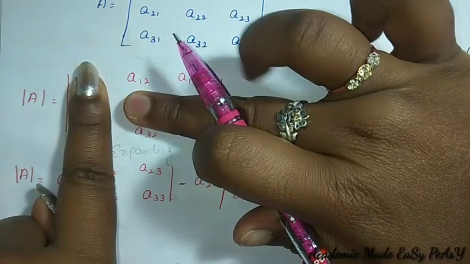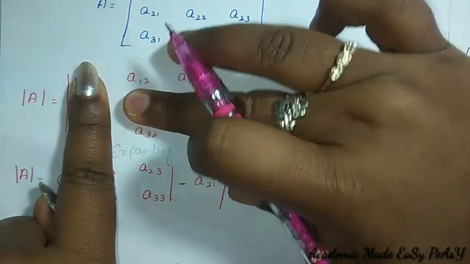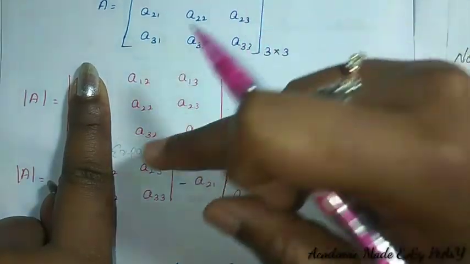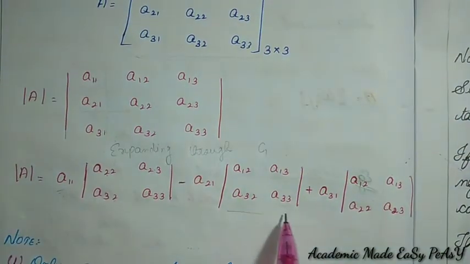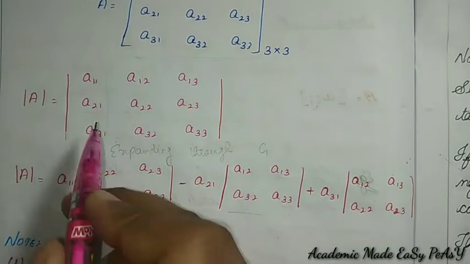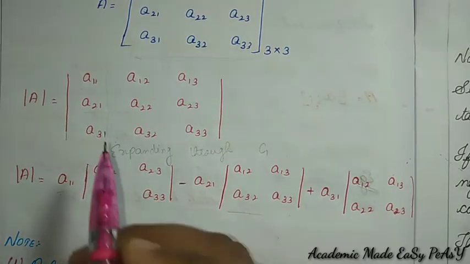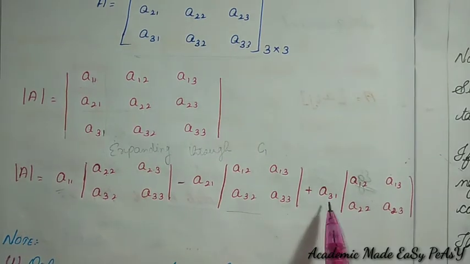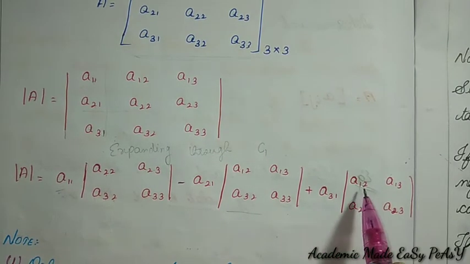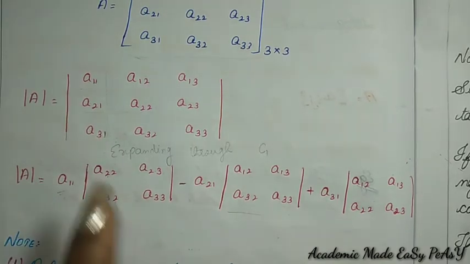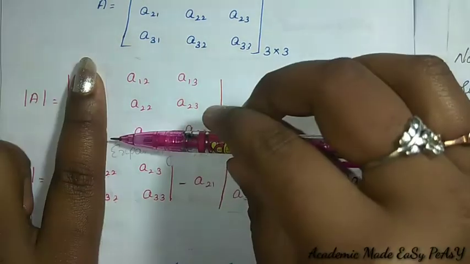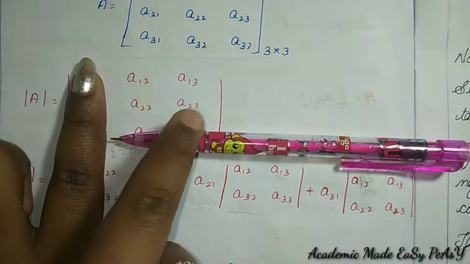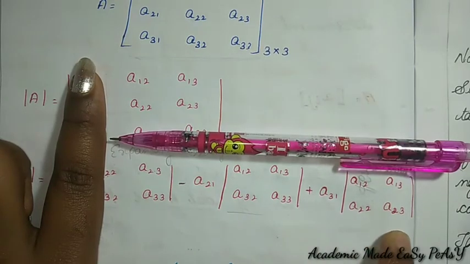So I will be taking out the first column and the second row. What is remaining now? In the first row these two elements and in the last row these two elements: A12, A13, A32 and A33. That I have written over here. Next I will be moving on to the third row. For this element, 3 plus 1 is even. So A31 into, if I take this, this one will be hidden and this one will be hidden. What is remaining over here? A12, A13, A22, A23. That I have written over here also.